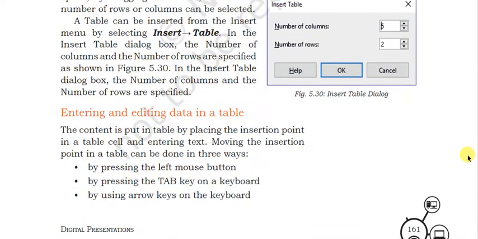Now, entering and editing the data in a table. The content is put in a table by placing the insertion point in a table cell and then entering the text. Then you can move the insertion point in the table by either pressing the left mouse key on that particular cell, or you can press the tab key or use the arrow keys on the keyboard.